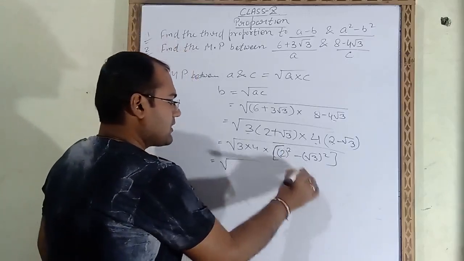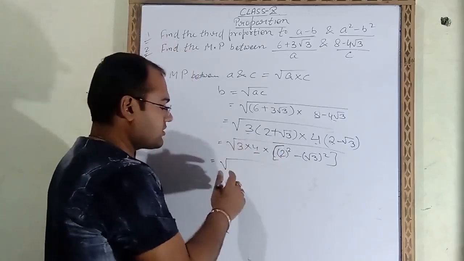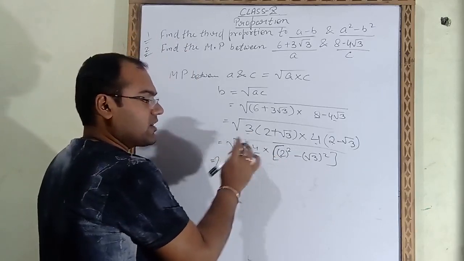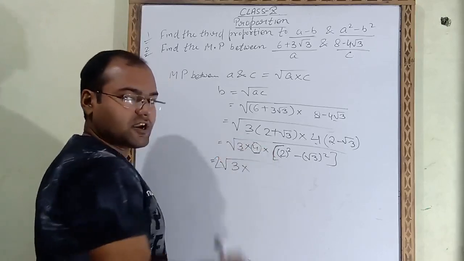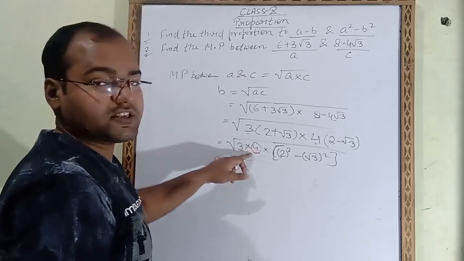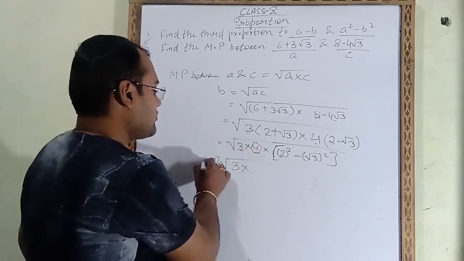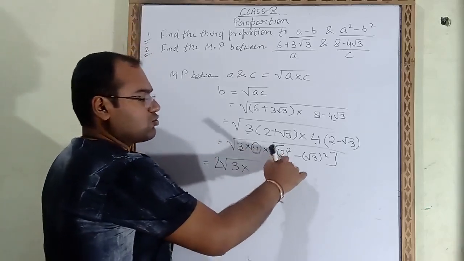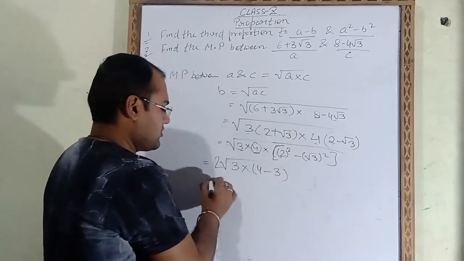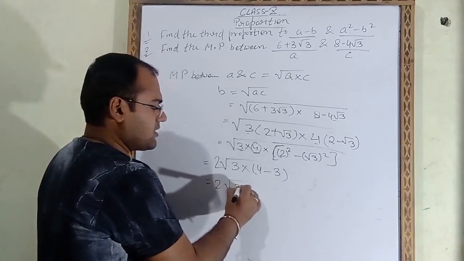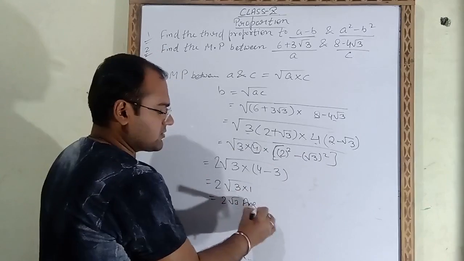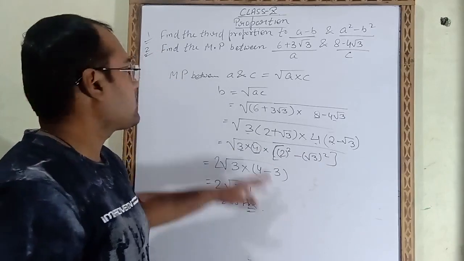Now this 4 we will bring outside the root, so it will become 2. 3 will remain inside. When we will bring this 4 outside, so we will write it 2. Square root of 4 is 2. So here we have written 2. Root 3 will remain inside. 2 square will be 4 minus root 3 square will be 3. So 2 root 3 into 4 minus 3, 1. So 2 root 3 is the answer. So like this we have to do for mean proportion.